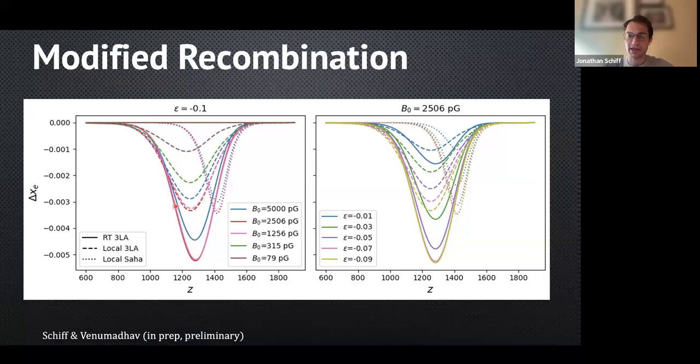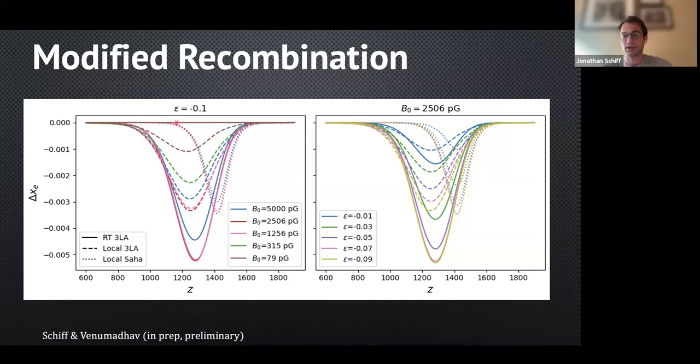So you then want to take everything you've done here, you've evolved all your linear MHD modes, you've coupled it, near the time of recombination, to the full radiative transport treatment to get the non-local recombination. And then you can make plots like these. On the left, this is the shift to the recombination rate with respect to the background. So that's really what you're after.